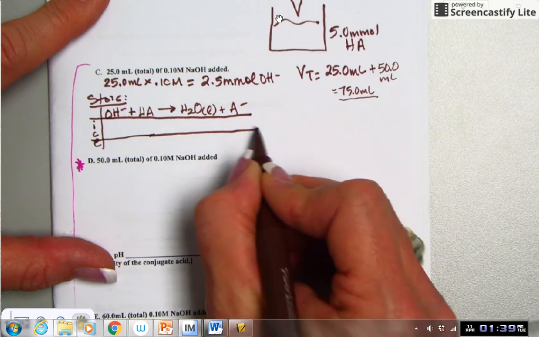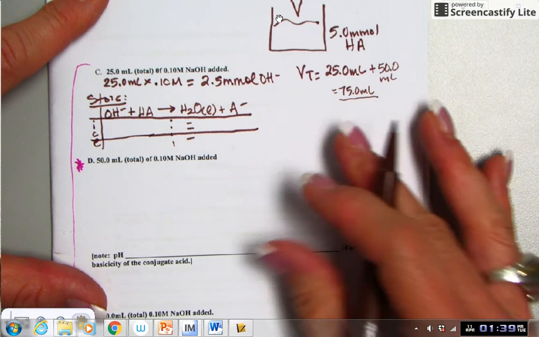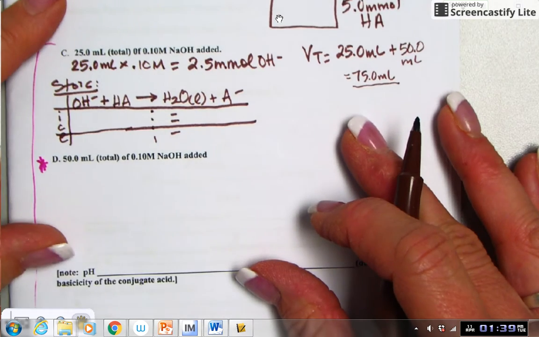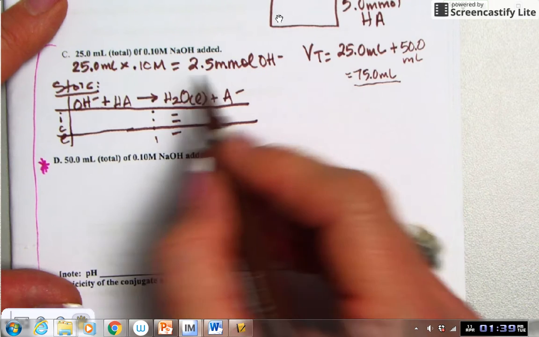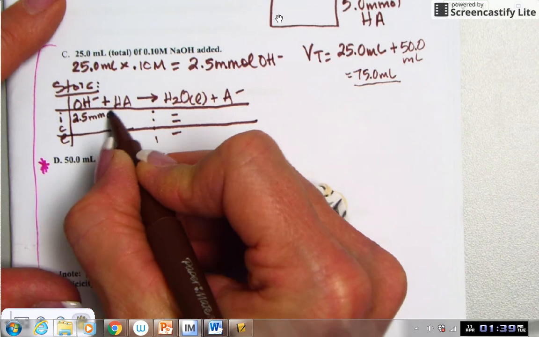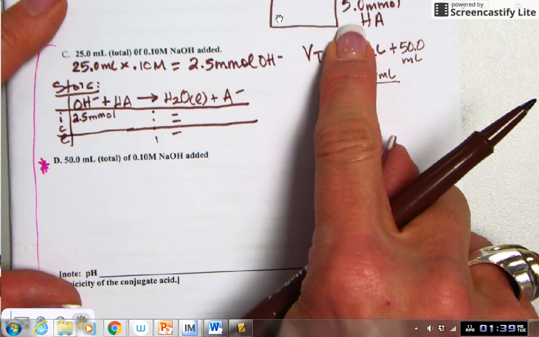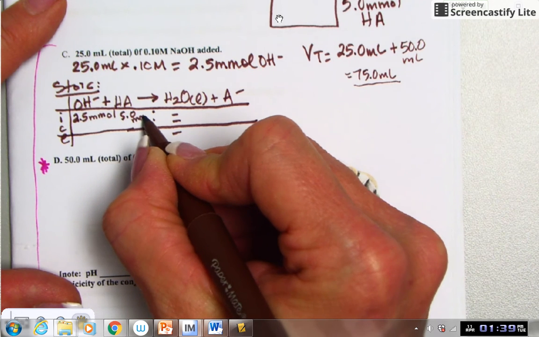Now, the reason we need to use millimoles in this part of the problem is because we have a volume change here, so we have to recalculate the concentration at the end. But we just figured out we had 2.5 millimoles of the base. And the acid in the beaker from the beginning, we have 5 millimoles, 5.0 millimoles.